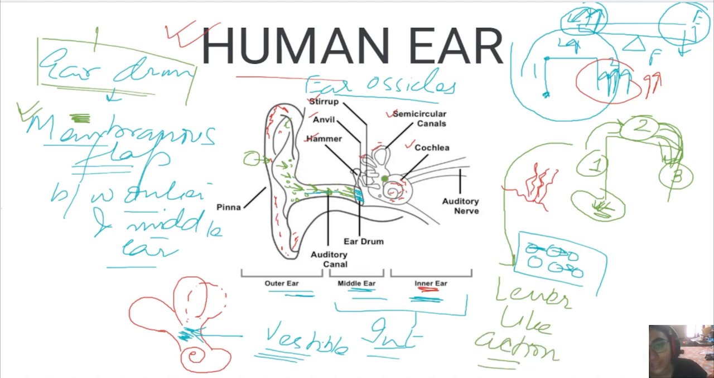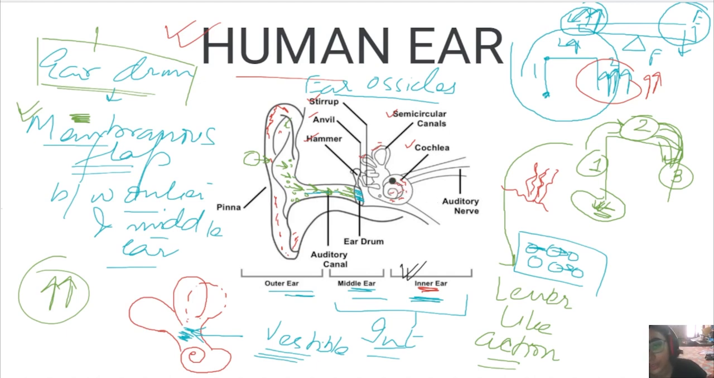So by the time the third ear ossicle picks up on the vibration, the intensity of the vibration has increased a lot. So now what will happen is that it will transmit into the inner ear. That is, it will transmit into the cochlea and the semicircular canal simultaneously.